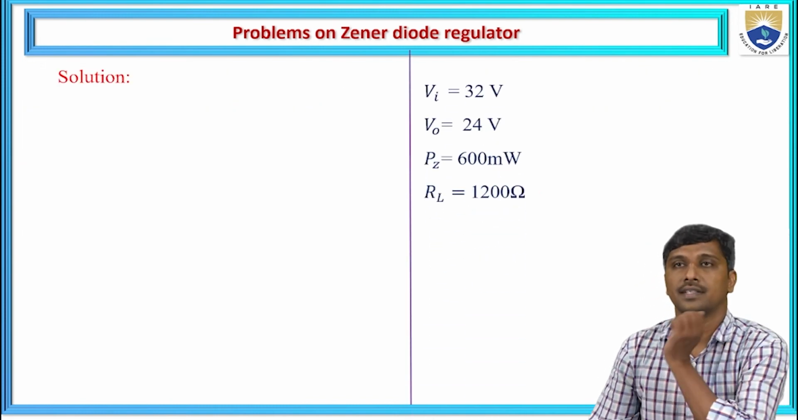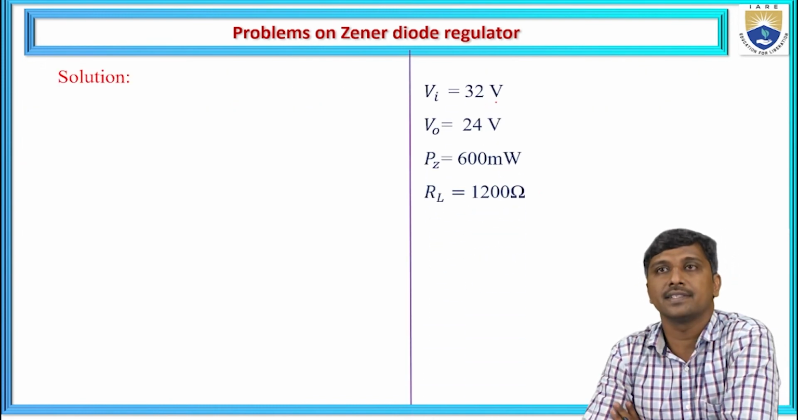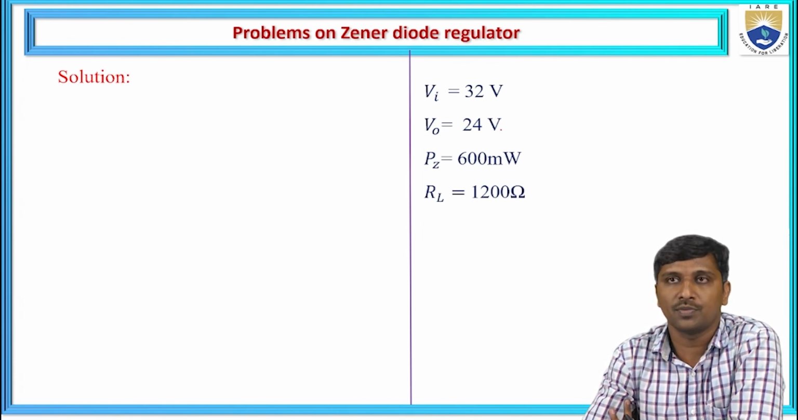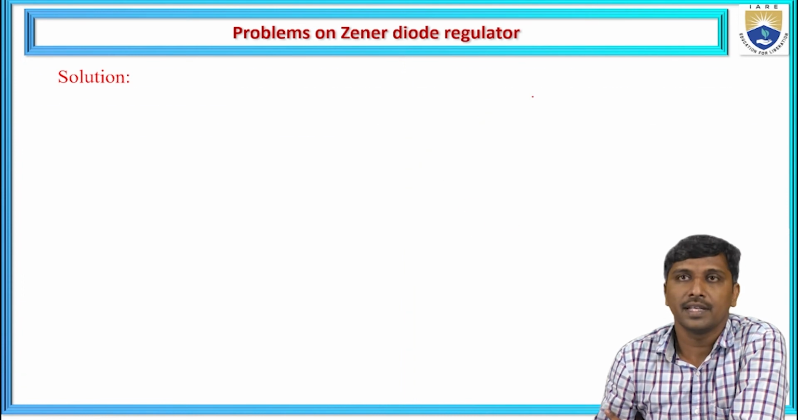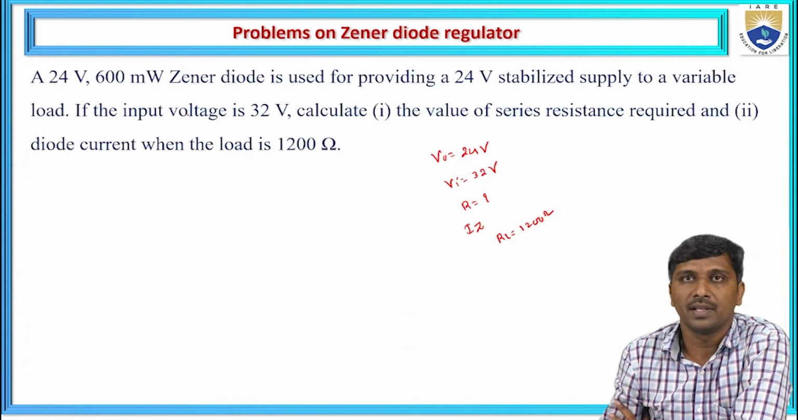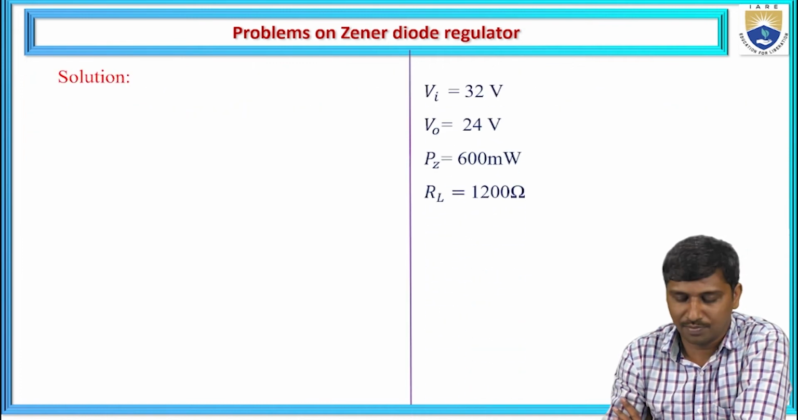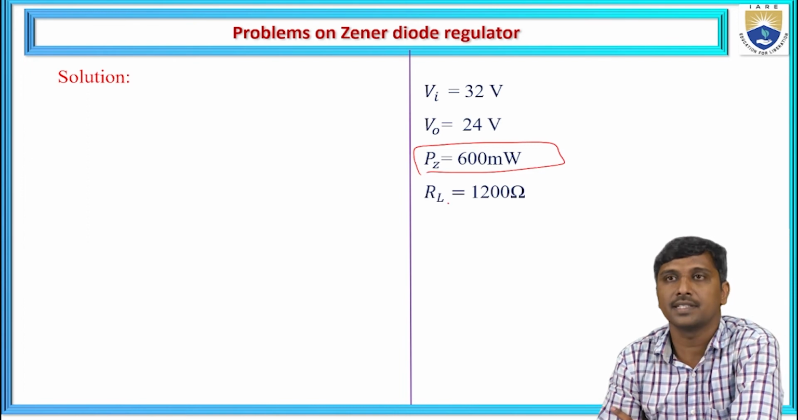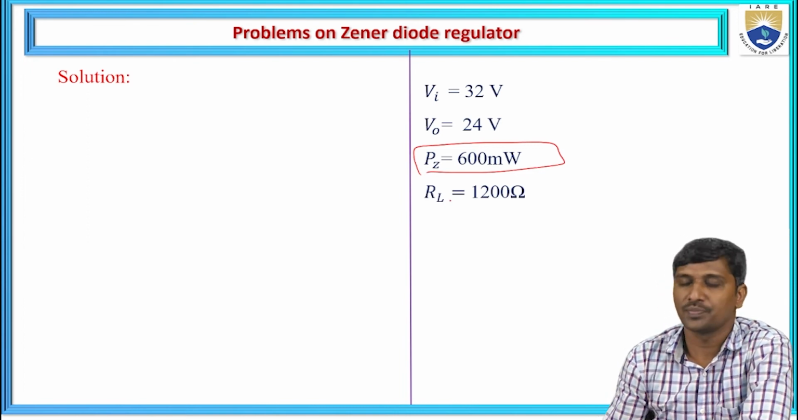So for this case, I note down these given specifications. The input voltage is 32 volts and V naught is 24, and they have given the power as 600 milliwatts. So the power rating of the Zener diode is 600 milliwatts, and the given load resistance is 1200 ohms.